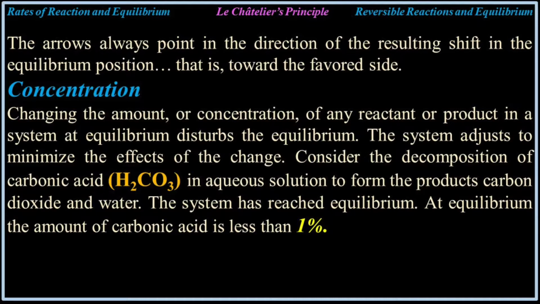Concentration. Changing the amount or concentration of any reactant or product in a system at equilibrium disturbs the equilibrium. The system adjusts to minimize the effects of the change. Consider the decomposition of carbonic acid in aqueous solution to form the products carbon dioxide and water. The system has reached equilibrium. At equilibrium, the amount of carbonic acid is less than 1%.